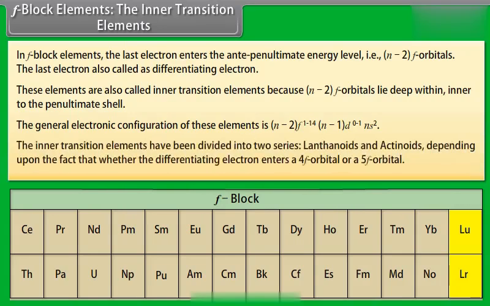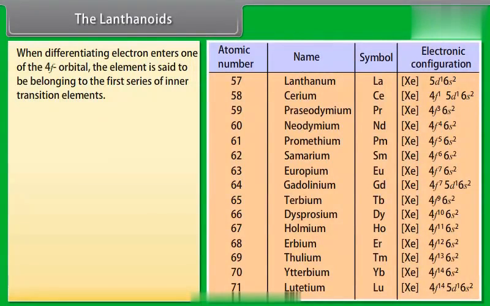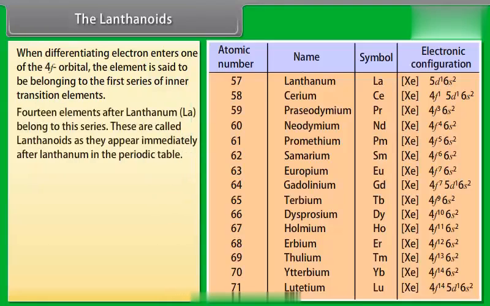The inner transition elements have been divided into two series, lanthanoids and actinoids, depending upon whether the differentiating electron enters a 4f orbital or a 5f orbital. The lanthanoids. When the differentiating electron enters one of the 4f orbitals, the element is said to belong to the first series of inner transition elements. 14 elements after lanthanum belong to this series.